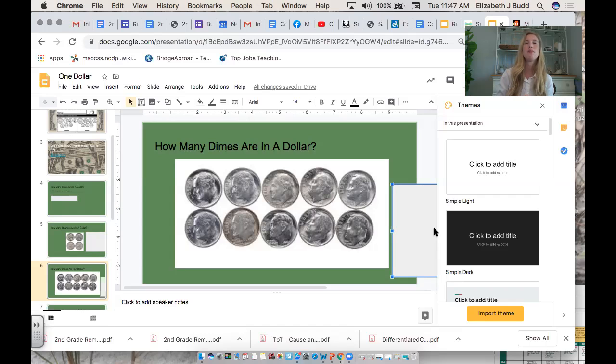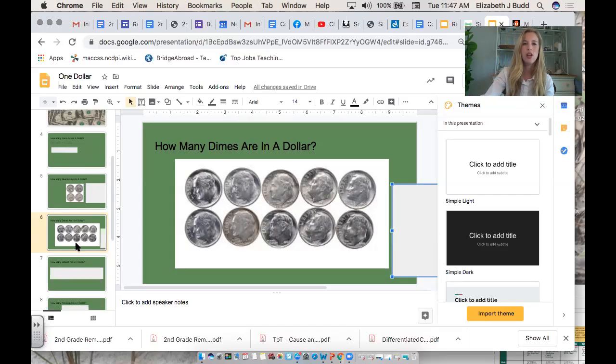Guys, I automatically think of our rods and our cubes and our flats that we use for place value. We know that 1 rod is equal to 10. 1 rod is just the same as 1 dime. They both have a value of 10. So looking at the dimes, let's count them up. 10, 20, 30, 40, 50, 60, 70, 80, 90, 100. So 10 of these dimes equals $1.